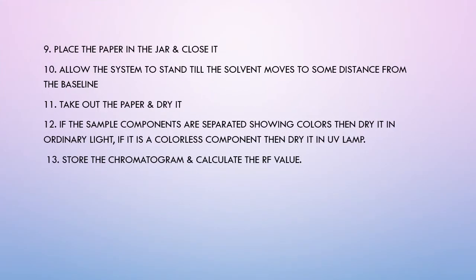Place the paper in the jar and close it, and allow the system to stand till the solvent moves some distance from the baseline, then take out the paper and dry it. If the sample components are separated showing colors, then dry it in ordinary light, and if the components are colorless, then dry it under a UV lamp. The UV chamber is there, and if colorless components are there, keep them in the UV light. We can see different wavelength colors under the UV lamp chamber. Then store the chromatogram and calculate the RF value.